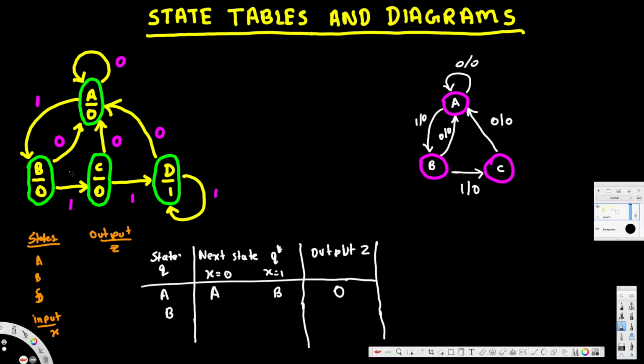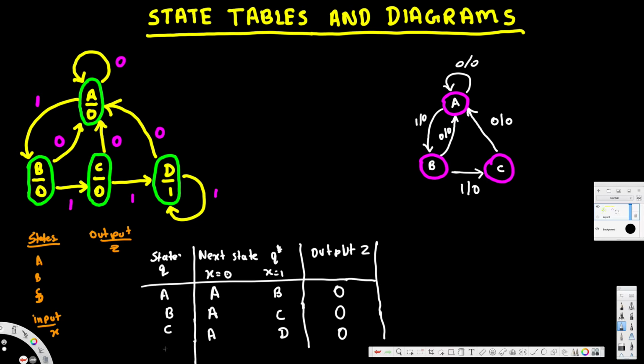Now let's look at B. For B, when X is equal to 0, it's A. And when X is equal to 1, it's C. The output for B is the bottom one, that is 0. Now let's look at C. For C, when X is equal to 0, it goes to A. And when X is equal to 1, it goes to D. And the output for C is 0.